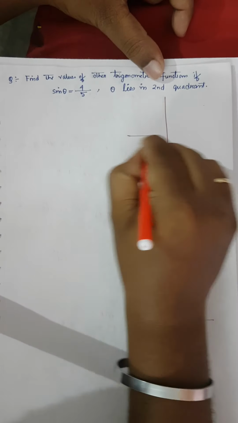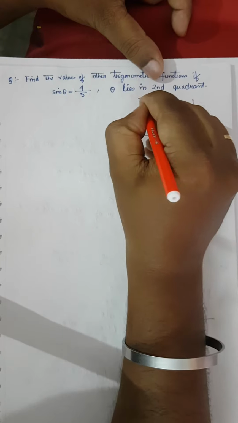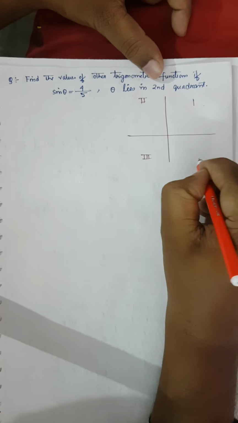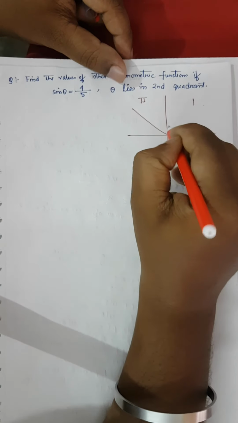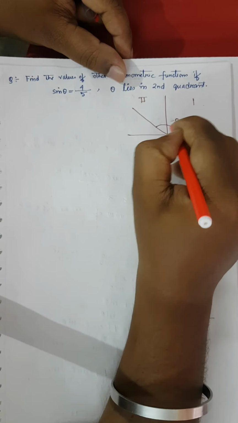Now next question is, find the values of other trigonometric functions if sine theta is equal to 4 by 5, theta lies in second quadrant. So you are given that the angle theta lies in second quadrant, that is, this is your first quadrant, second quadrant, third quadrant, and it is fourth quadrant. The angle theta will lie somewhere here. This is your theta. So theta lies in second quadrant.